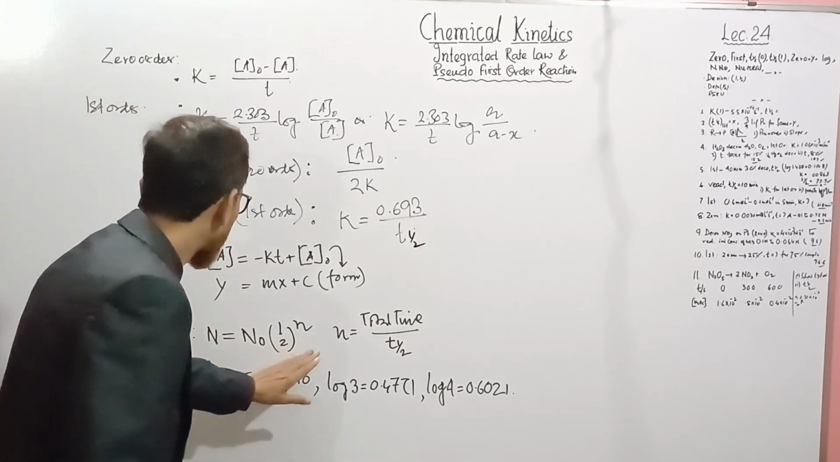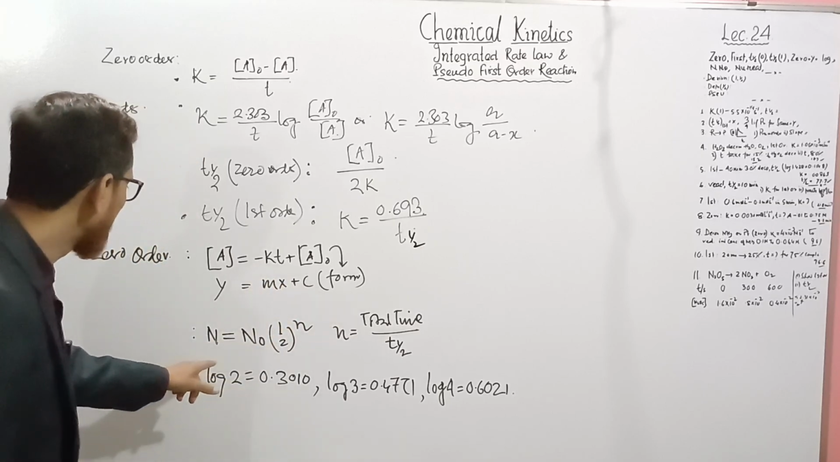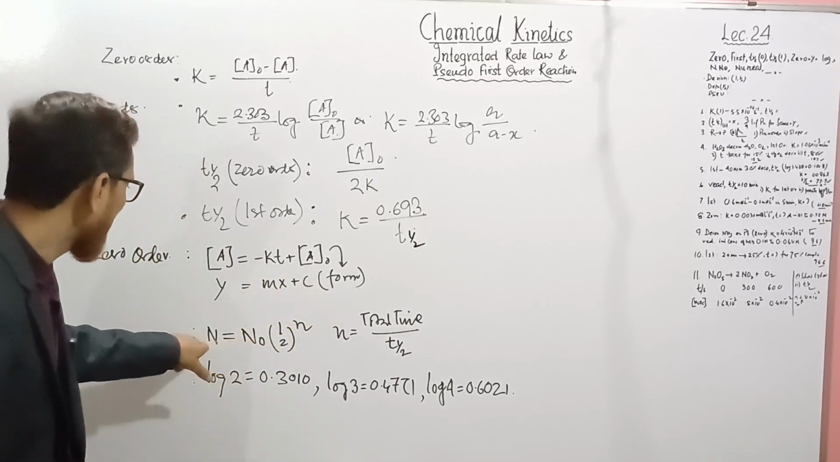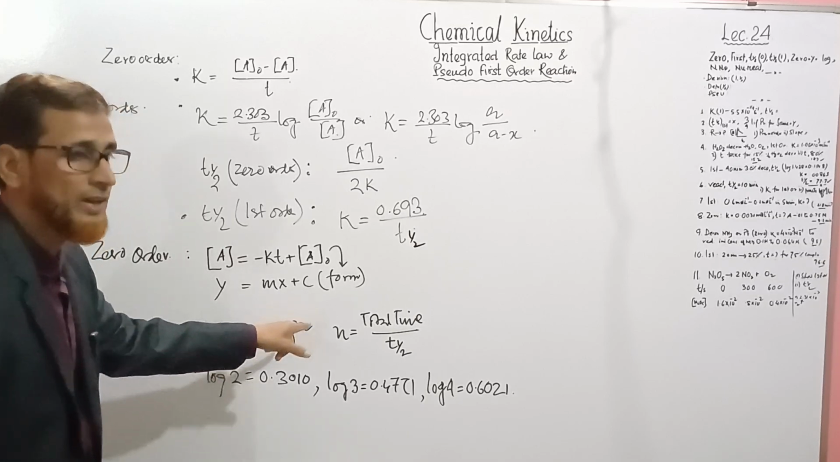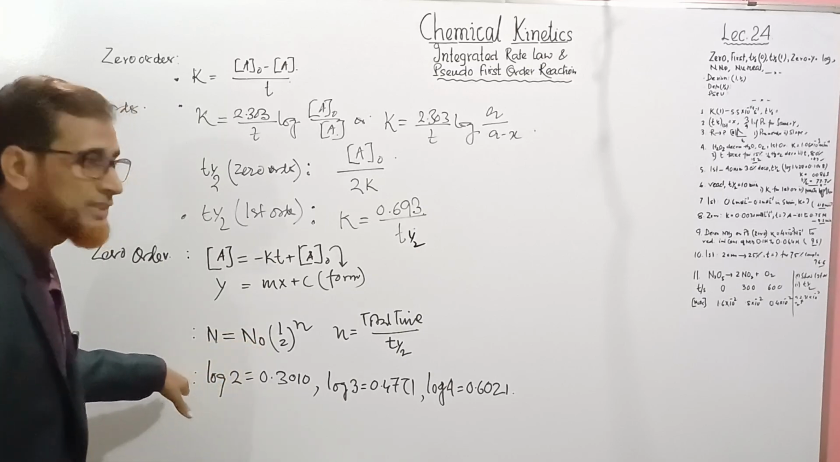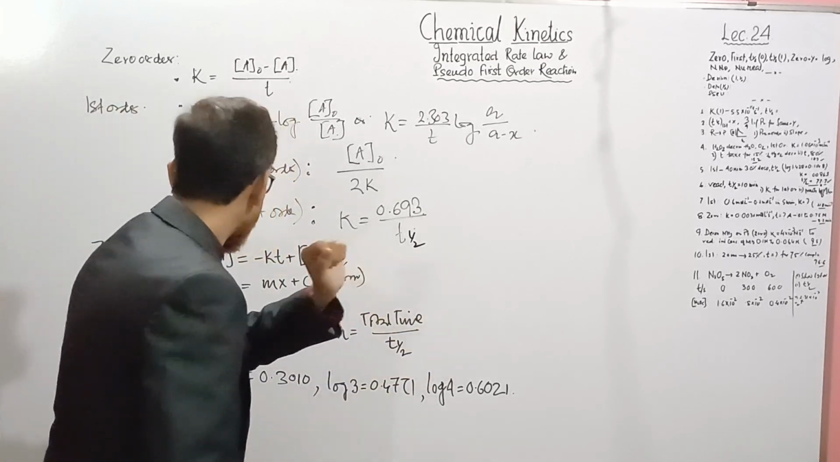N is equal to N naught times half to the power n. It is another formula, where N is the amount remaining and N naught is the initial amount. If you take it one below the other, N by N naught is equal to half to the power n, where N by N naught is a fraction and half is a formula. Here n is equal to total time divided by t half.